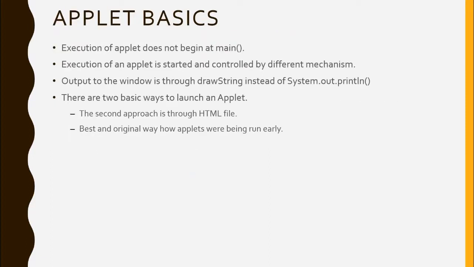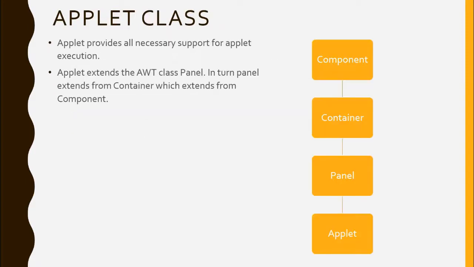Applet basics. Again, execution of an applet does not begin at main. Execution of an applet is started and controlled by a different mechanism. Output to the window is through drawString instead of System.out.println. There are two basic ways to launch an applet. The second approach is through HTML, the best and original way applets were run early on, but nowadays we don't run that, so let's not talk about it.